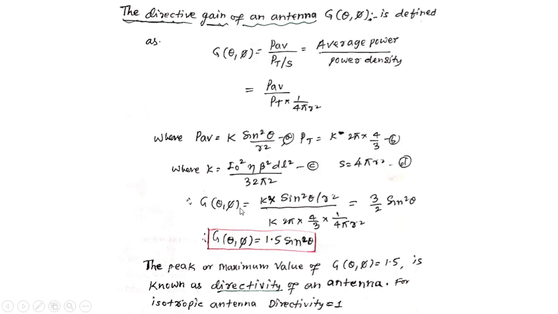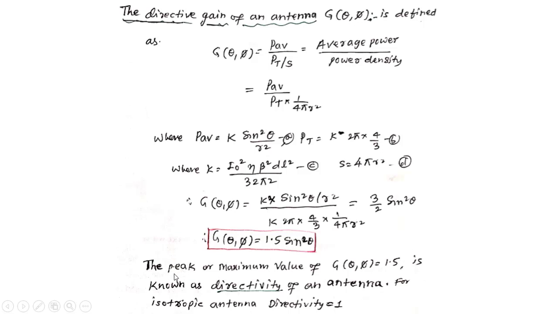Therefore, G theta phi is equal to K into sin square theta by R square, whole divided by K into 2 pi into 4 by 3 into 1 by 4 pi R square. If you simplify this, you will get 3 by 2 sin square theta. Therefore, G theta phi is equal to 1.5 sin square theta. This is the directive gain of an antenna.